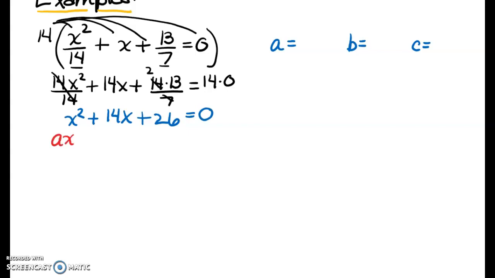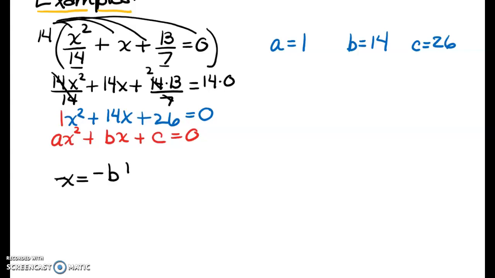Because now, if I take a look at my standard form for a quadratic equation, I have my A, B, and C value nice right there. And remember, when we don't have a number in front of a variable, that number is 1. So my A value is 1, my B value is 14, and my C value is 26. So let's review the quadratic formula. It's negative b plus or minus the square root of b squared minus 4ac all over 2a.